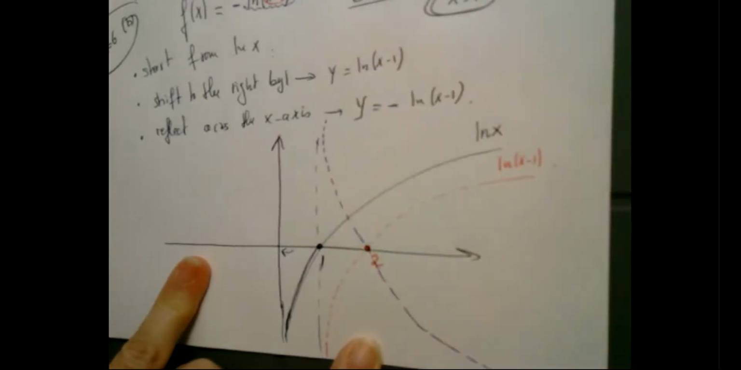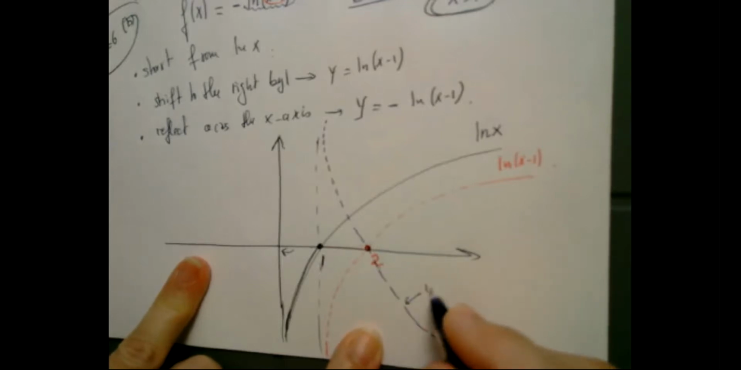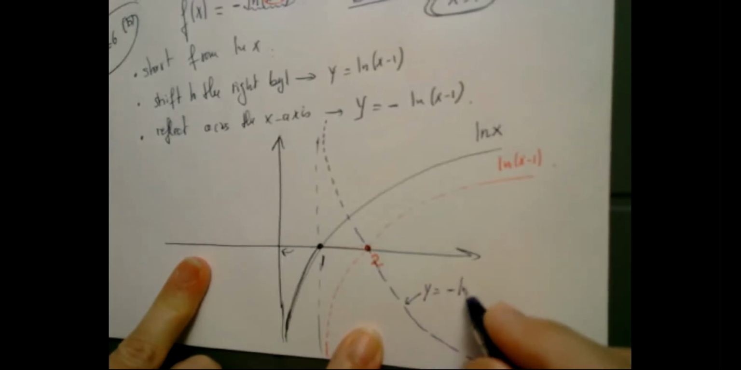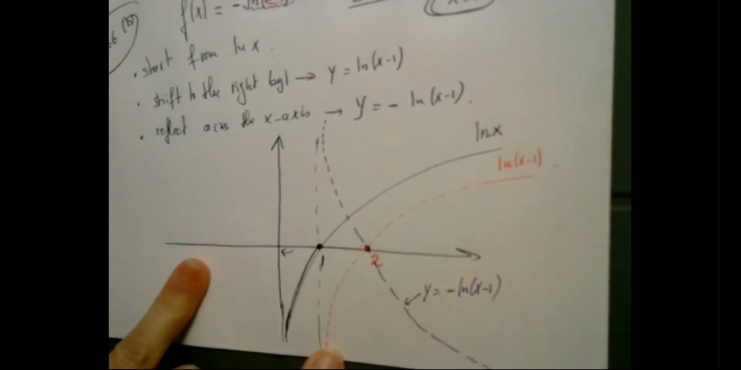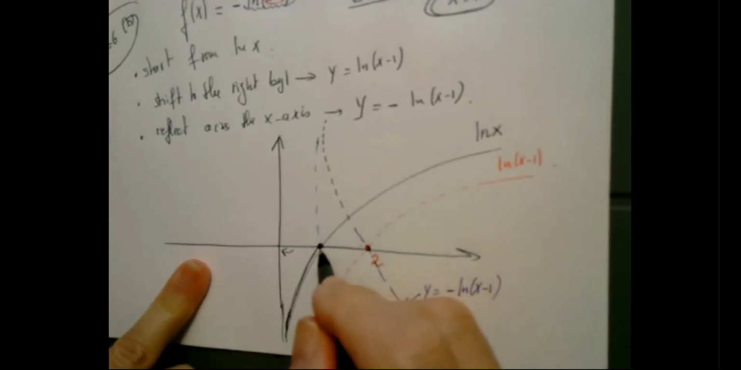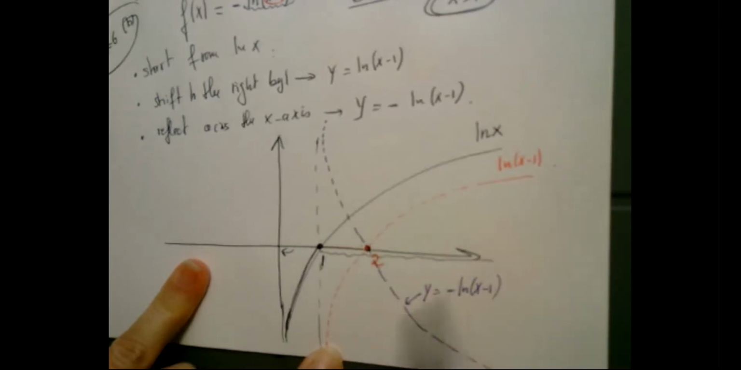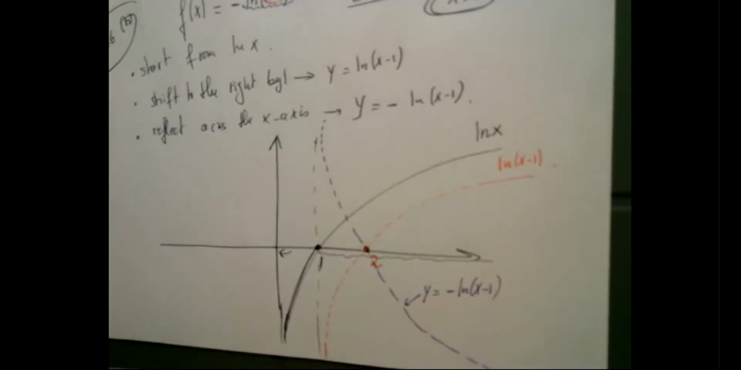That's the reflection. And this is my final function, negative the ln of x minus 1. Of course, as you see, the domain is x bigger than 1. That's my domain. There is output only when x is bigger than 1. All right?